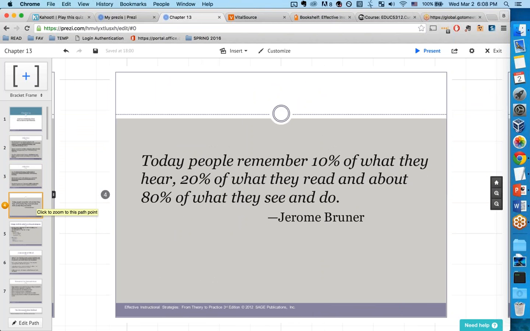I want to start the presentation with this quote here from Brunner. So it says, today people remember only 10% of what they hear. On the other hand, 20% of what they read, and about 80% of what they see and do. So by now, we all understand visual information is very important, what you see, at the same time what you do. So if you can just change your teaching philosophy around this, you would be, I guess, better off in terms of your teaching skills.